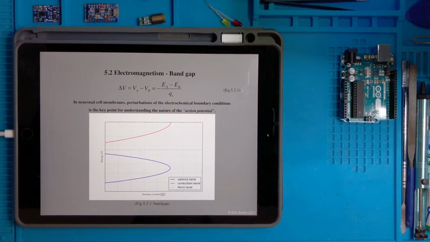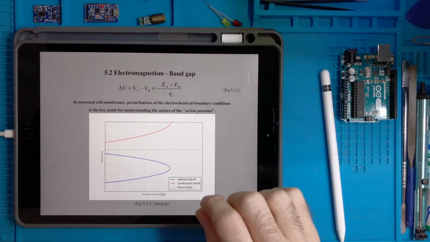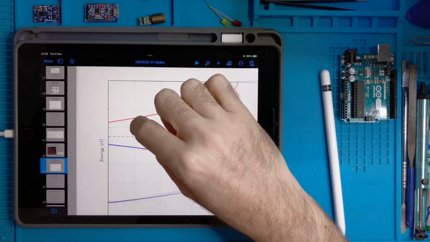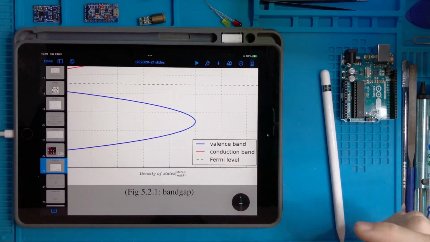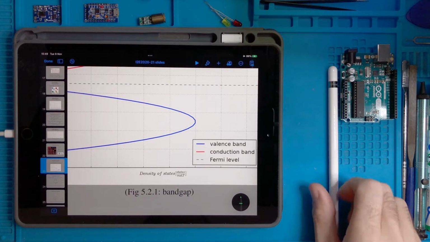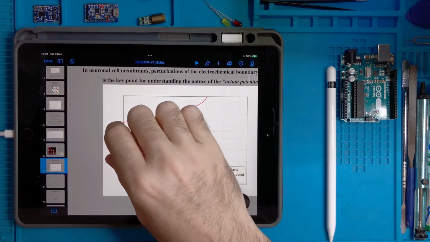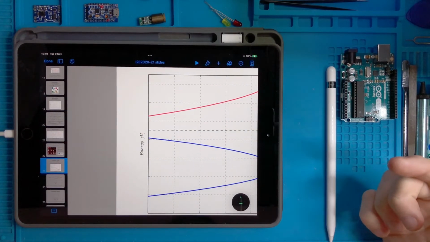Let's now try to understand this chart we have here. So what we are representing here is the number of states, so let's say the number of wave functions in a certain way, versus the energy of those wave functions.